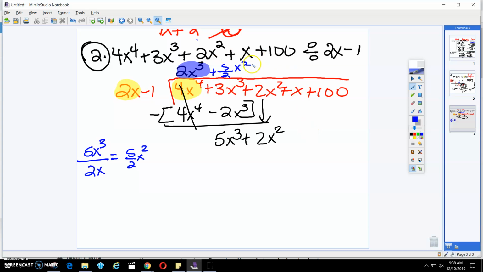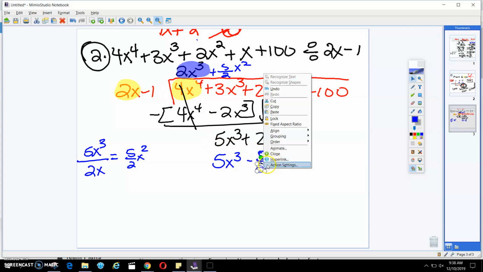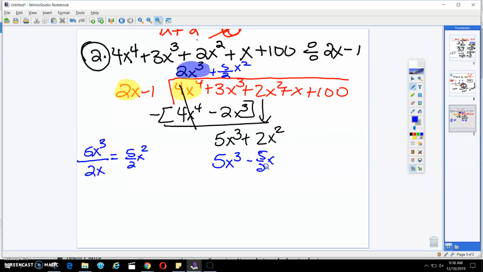So now you're going to take this guy and multiply by everything on the outside. So 5 halves x squared times 2x is going to give me 5x cubed. 5 halves x squared times negative 1 is going to give me negative 5 halves x squared. We're going to change our sign and draw our line. So these guys are going to cancel out. 2 minus negative 5 halves is going to give me 9 halves x squared. And we're going to bring this guy down.